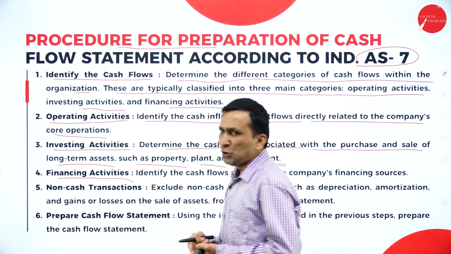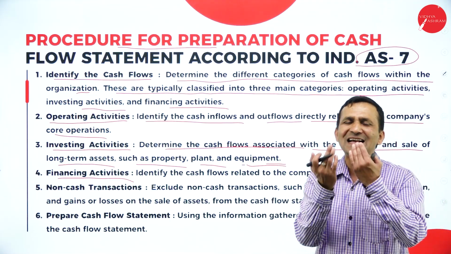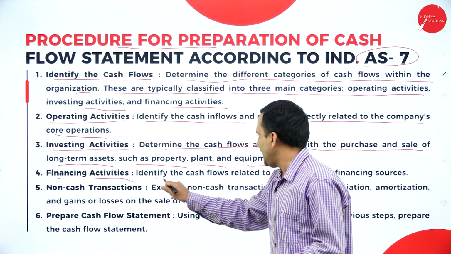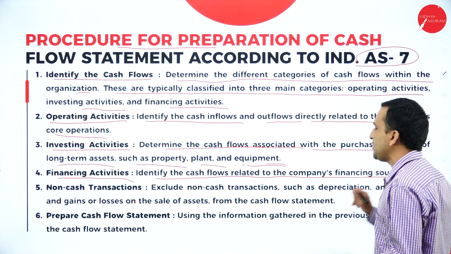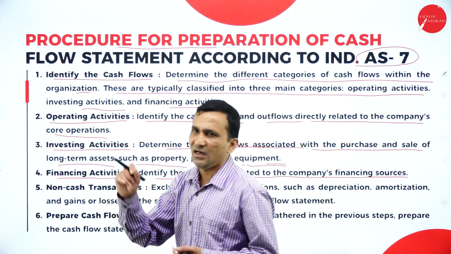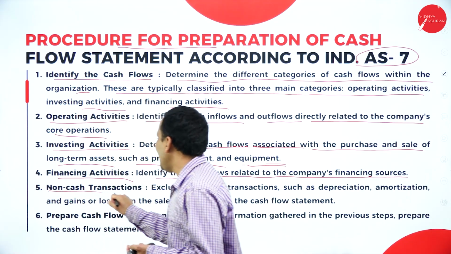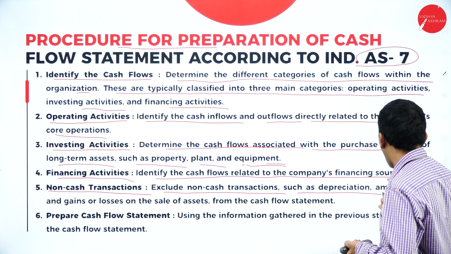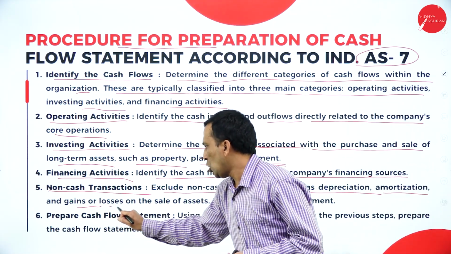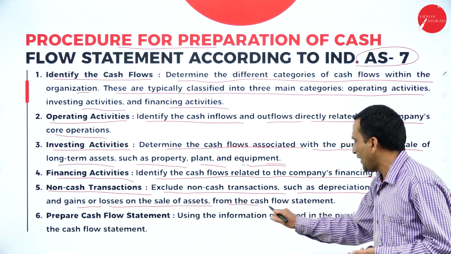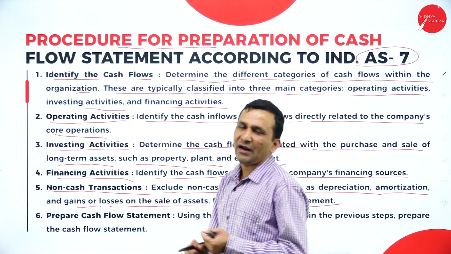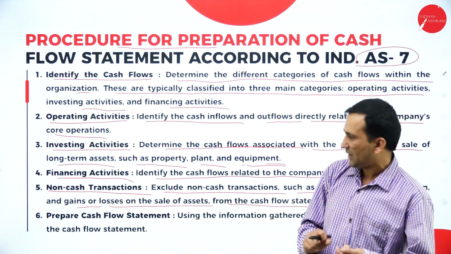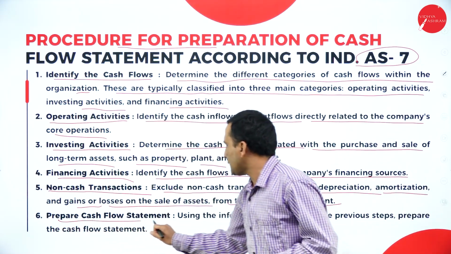Under financial activity, no doubt, how you are raising fund. When you are raising a fund, inflow; when you are going to pay, which is outflow. So identify the cash flow related to the company's financing source, where exactly they're raising a fund. Okay, now fifth one, non-cash transaction. Exclude non-cash transactions such as depreciation, amortization and gain or loss on the sale of asset from the cash flow statement. You need to identify depreciation means the value of the asset is decreased because of day-to-day usage.